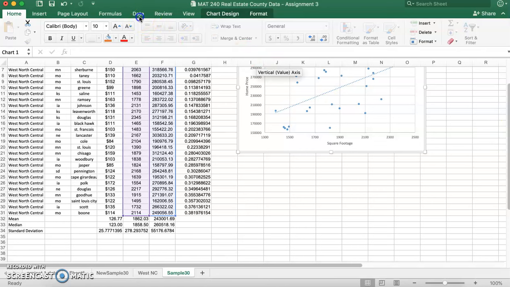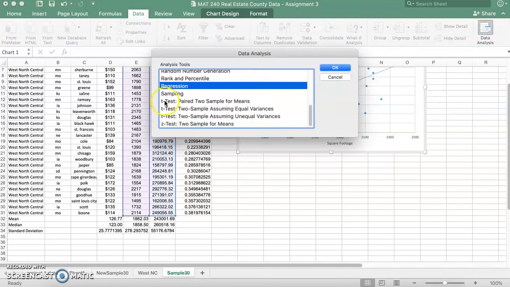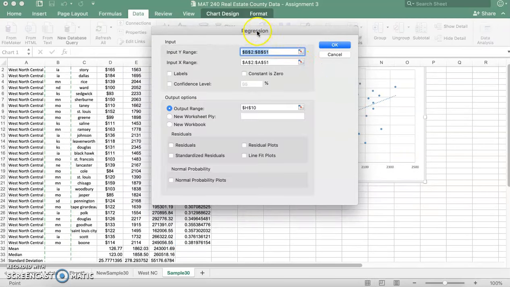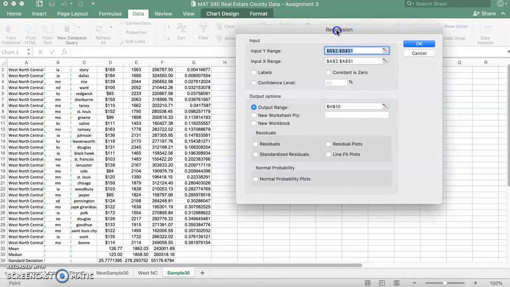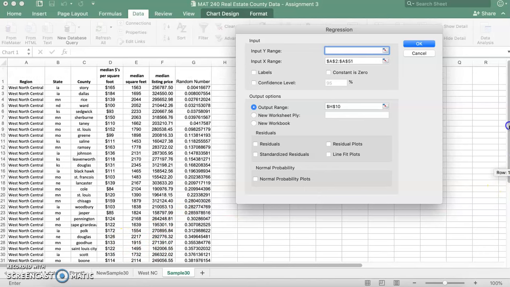So we're going to go to Data, Data Analysis. Again, regression's already selected because you can tell I've been working in a regression. So see, it's got some stuff here highlighted that I don't care about. I don't care about the state. So we need to make sure and change that. So our Y is going to be the, let me make sure I've got the right column, the listing price. So that's this median listing price right here.